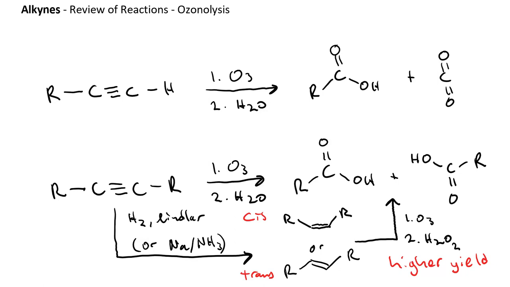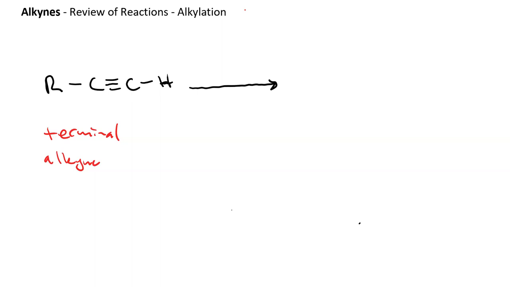Alkylation only works with the terminal alkyne. But first we treat it with one equivalent of sodium amide. That's going to deprotonate the alkyne and make an alkynide ion. In the second step, we use an alkyl halide as an electrophile, and the alkyne is going to do SN2 attack. This will give us an internal alkyne.